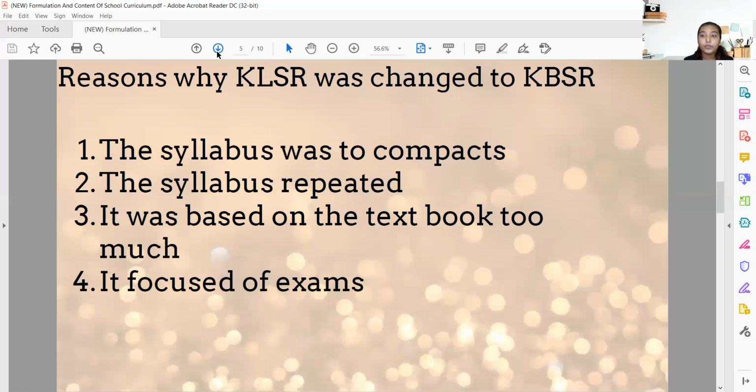So we use reference books, internet sources and all, but KLSR was too much based on the textbook. So that is why they decided to change it. And lastly, KLSR focused too much on exams. Now we have points from so many other things like school projects, experiments, and so on.